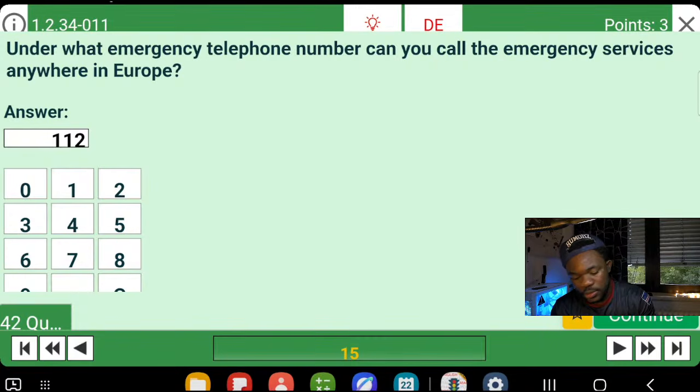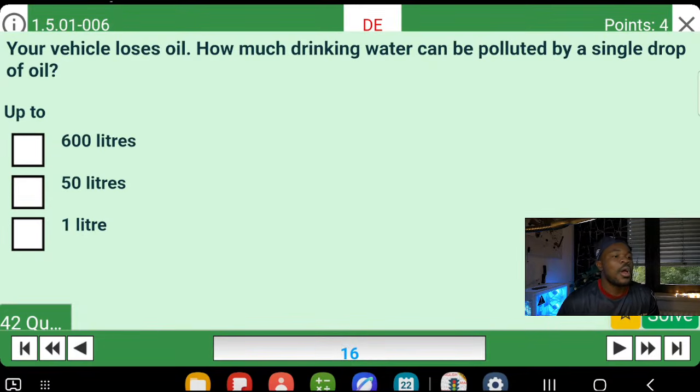Good. Your vehicle loses oil. How much drinking water can be polluted by a single drop of oil? This one is so important because it talks about environmental protection. So your vehicle loses oil. How much drinking water can be polluted by a single drop of oil?